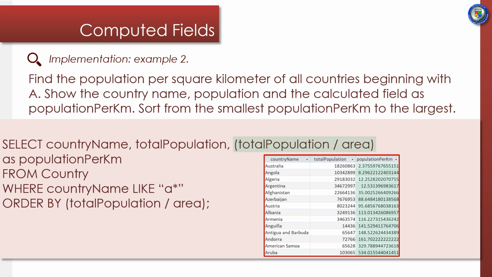Again, total population divided by area returns these values in our computed field. As per population per kilometre is our readable heading or our alias.